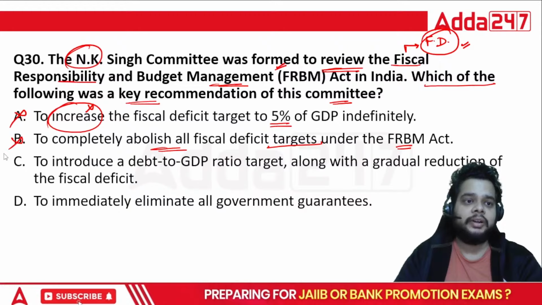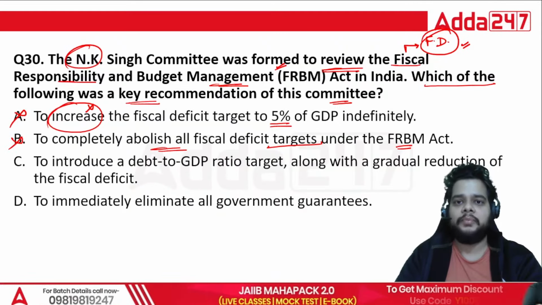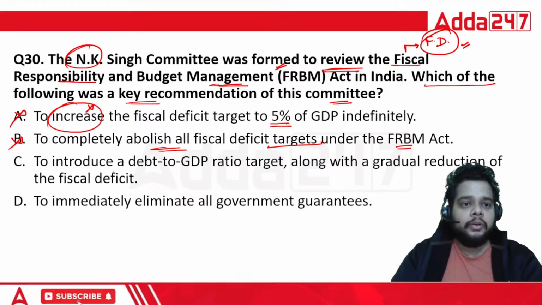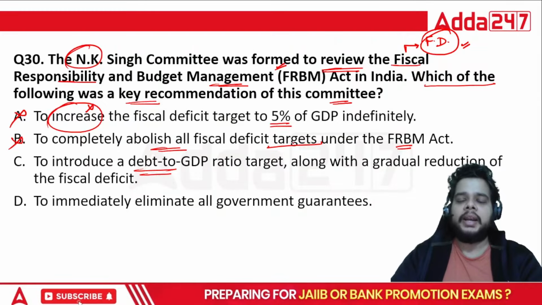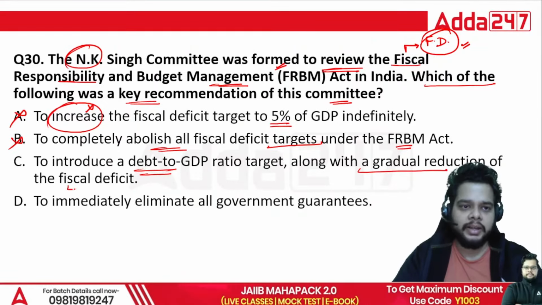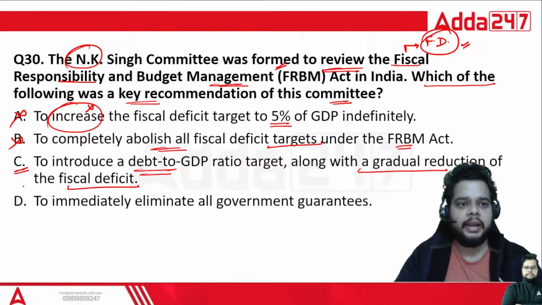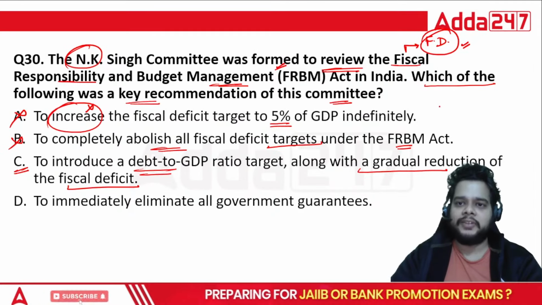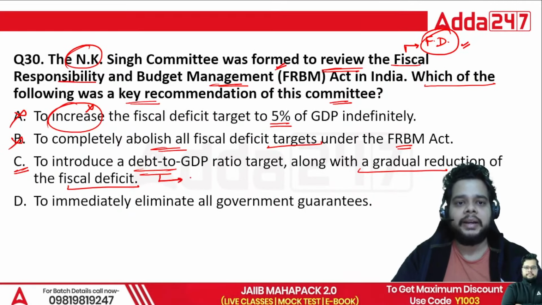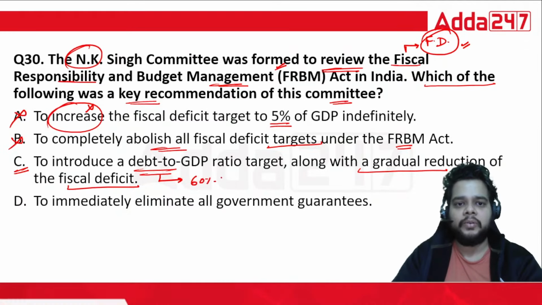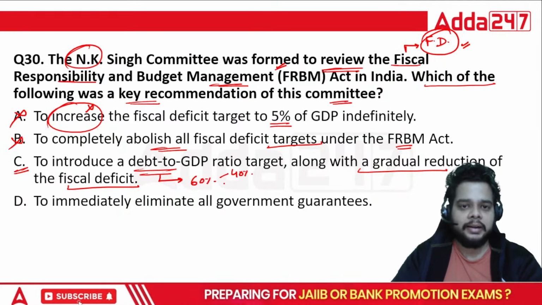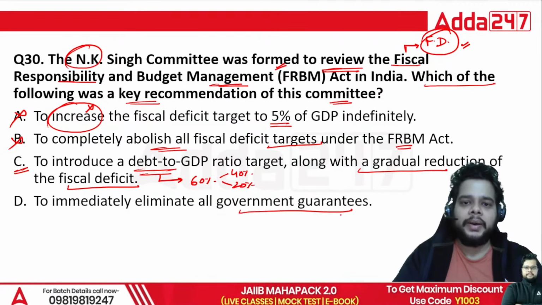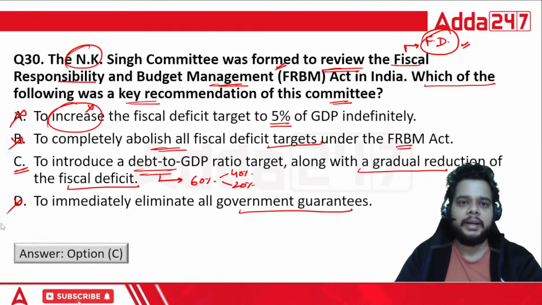To completely abolish all the fiscal deficit targets under FRBM? No. In order to have some more strict targets, some more strict measures so that our fiscal deficit does not exceed. To introduce a debt to GDP ratio target along with gradual reduction of fiscal deficit? This is indeed the right recommendation of the committee, that gradually we will be reducing the fiscal deficit by mentioning the debt to GDP ratio target as 60%, out of which 40% will be for the central government and 20% for the state governments. To immediately eliminate all the government guarantees? No, this was not correct. C will be the right answer here.